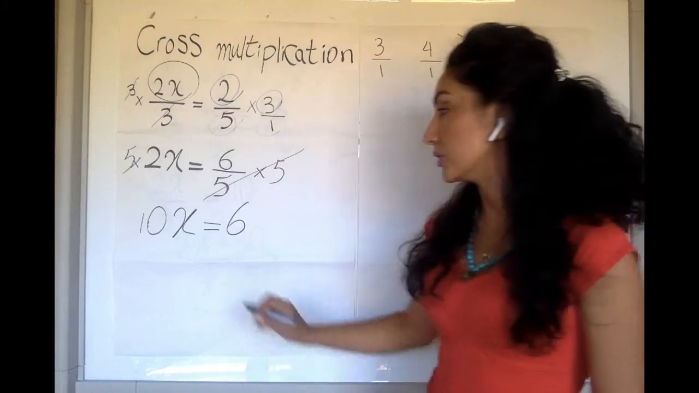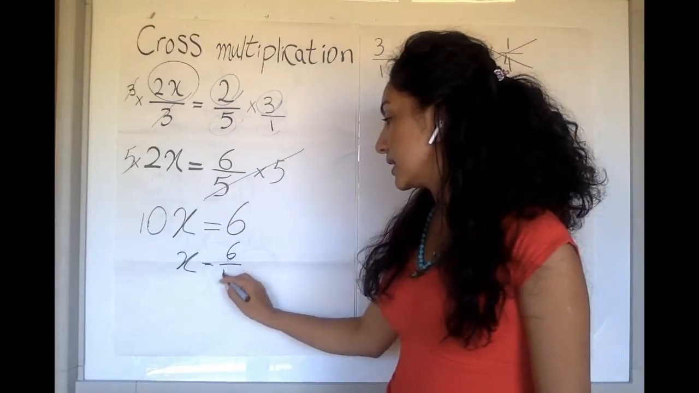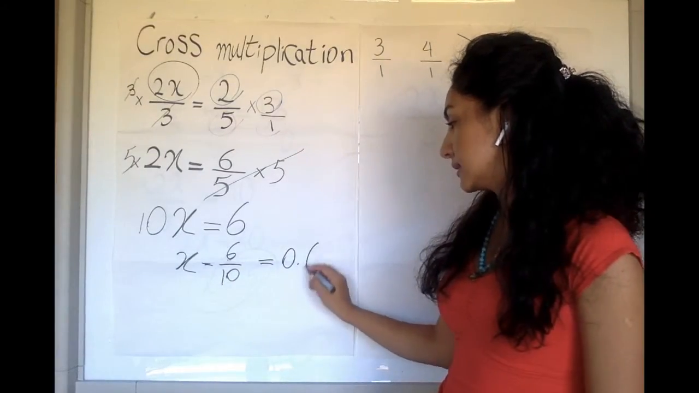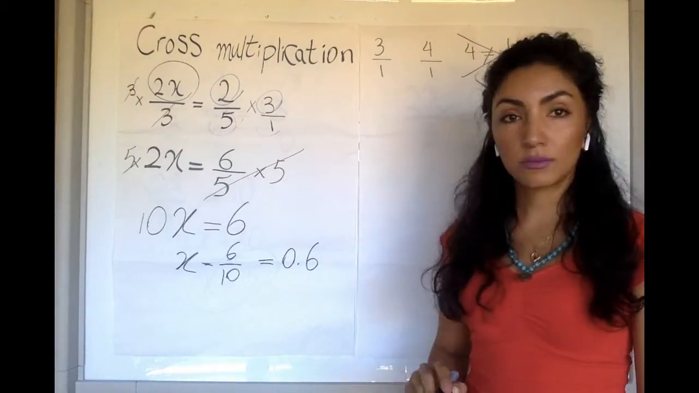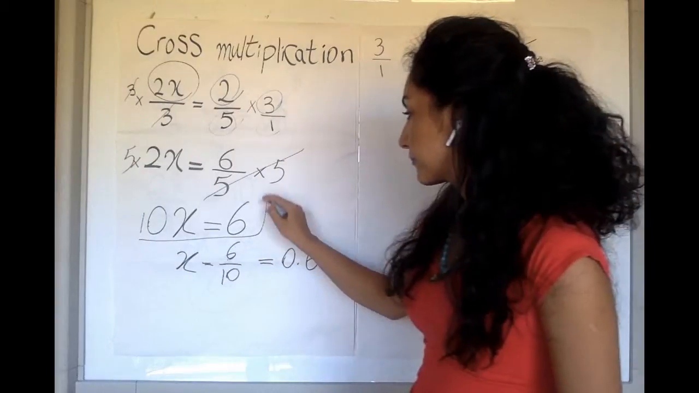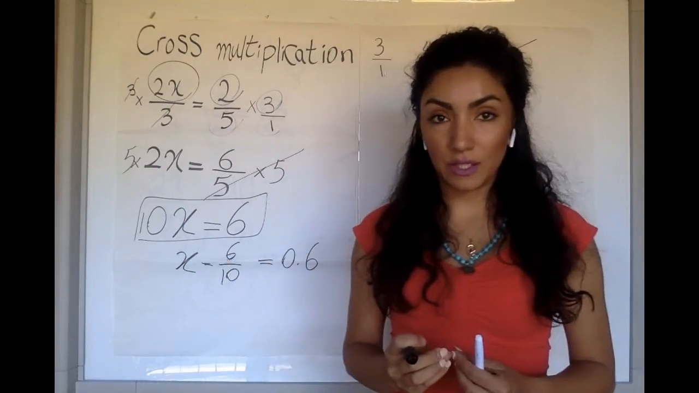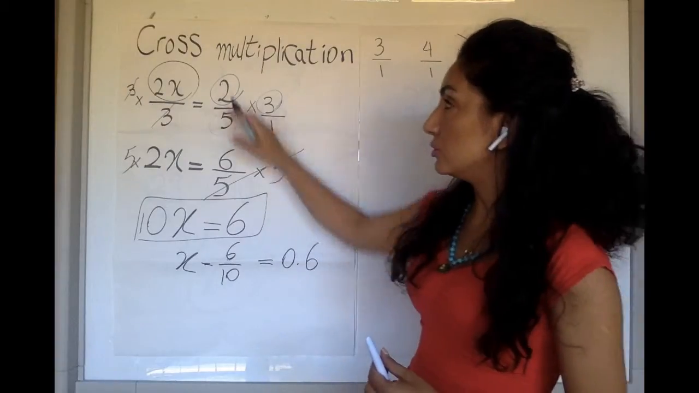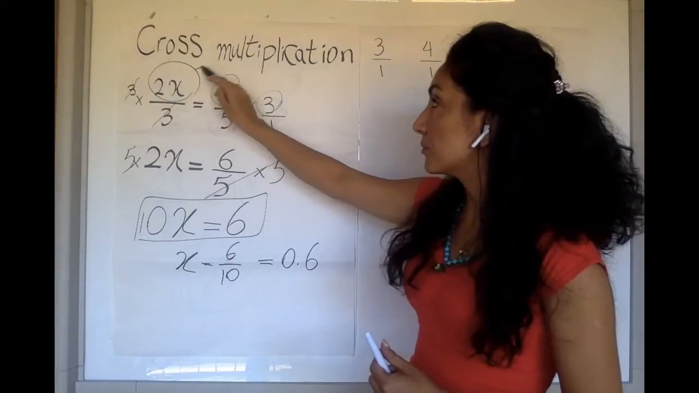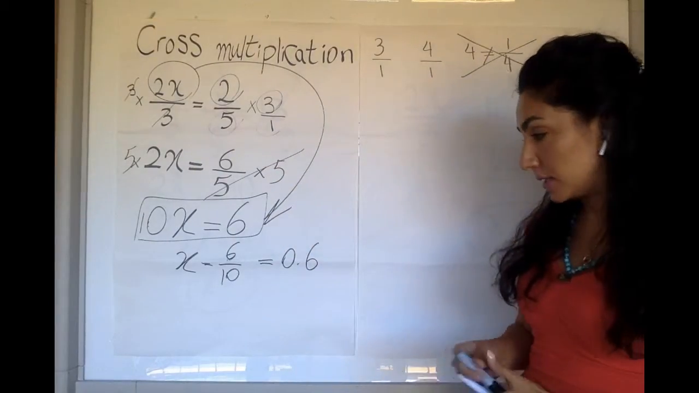I have 10x equals 6. What is x equal to here? x is equal to 6 over 10. Great. So have a look at this one here. By using cross multiplication, we didn't have to do these long processes, and we could have got from there to here. So how does that work?